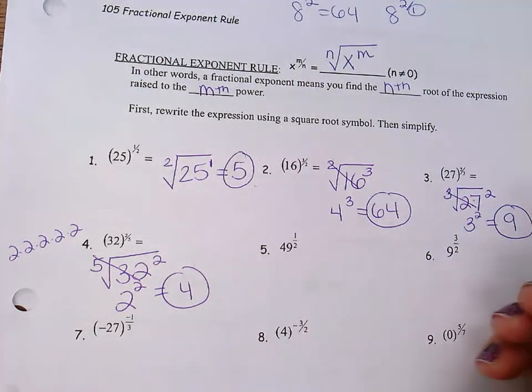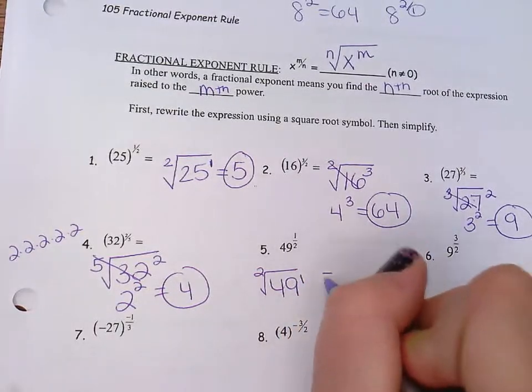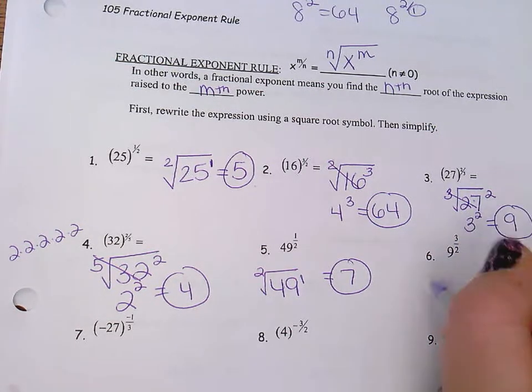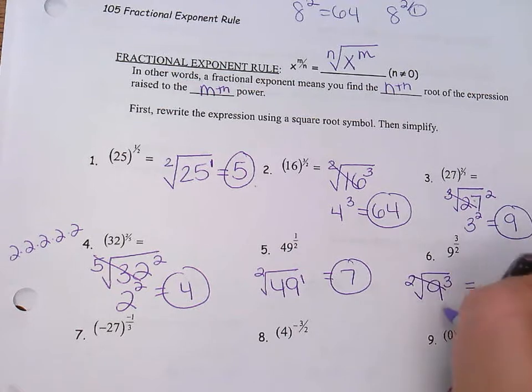49 to the 1/2 power. So square root of 49 to the first is just 7. 9 to the 3/2 power, square root of 9 cubed. And you don't know 9 cubed, right, without a calculator. So you're going to do square root of 9 first, which is 3, and then 3 cubed is 27.